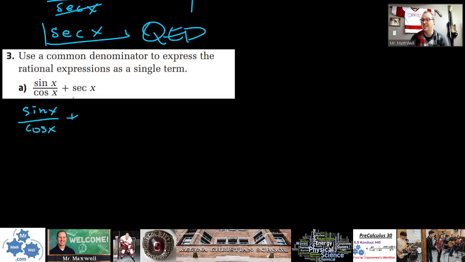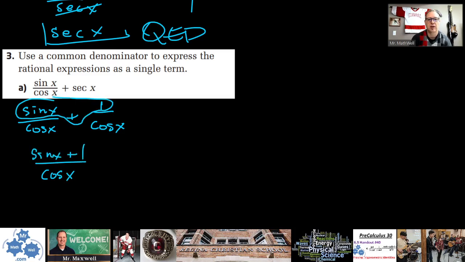If I just rewrite secant x, what can I rewrite secant x as? 1 over cos x. See that? So now I have a common denominator. When you add fractions, you just leave that common denominator and combine the tops. So this is sine x plus 1 over cos x. All this question is asking you to do is to rewrite these two terms as a single term. That's one important skill. In number 3, that's all they asked you to do, get one single fraction.